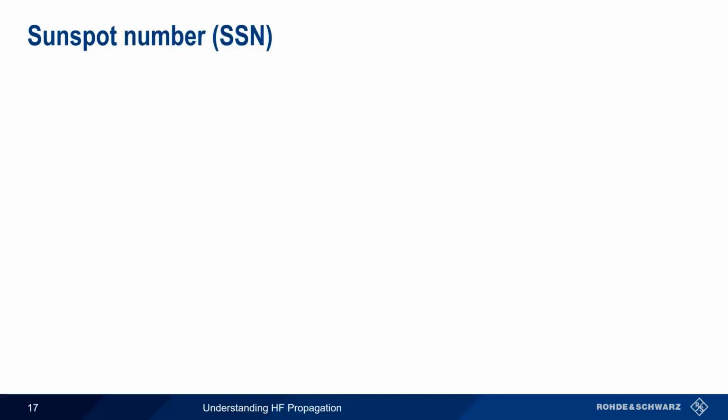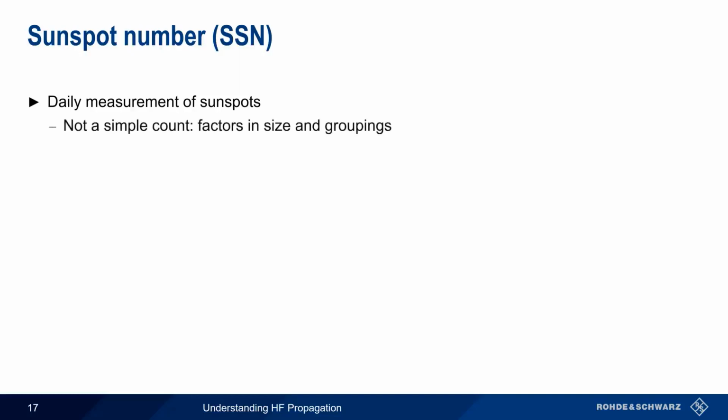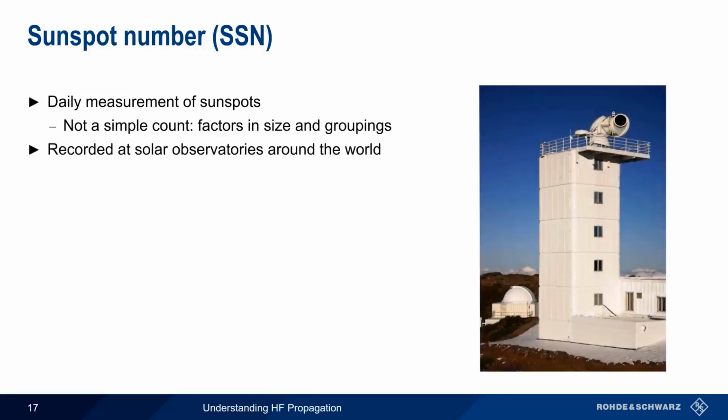The quantitative measure of sunspots is sunspot number, which is a daily measurement of sunspots. Note, however, that sunspot number isn't simply a count of the number of sunspots. It also takes into account additional factors like the size and grouping of sunspots. Sunspot number is recorded by a number of solar observatories around the world, and sunspot number values range from 0 to a maximum recorded value of about 250.